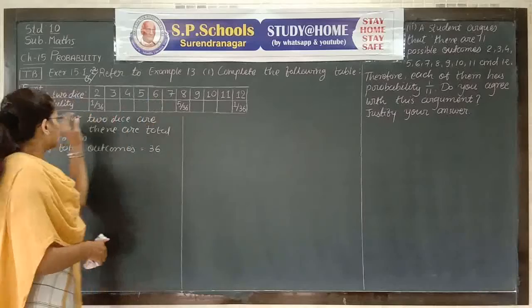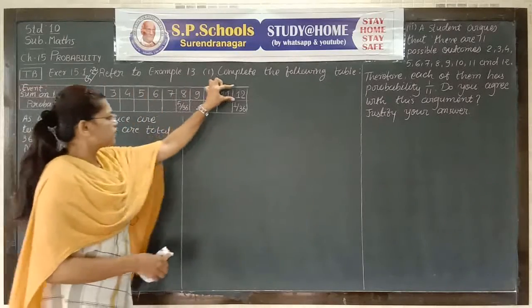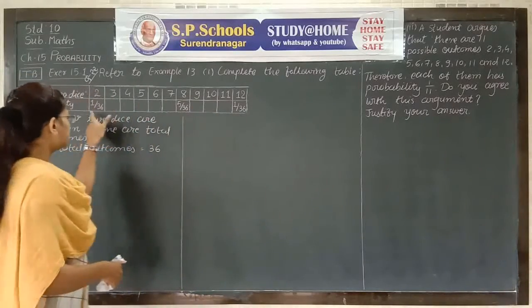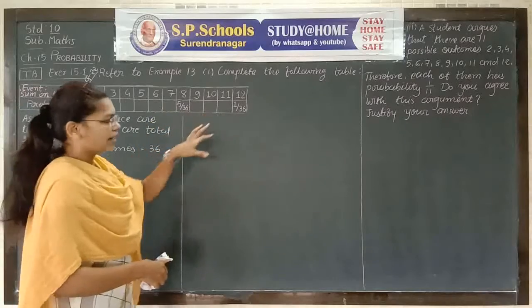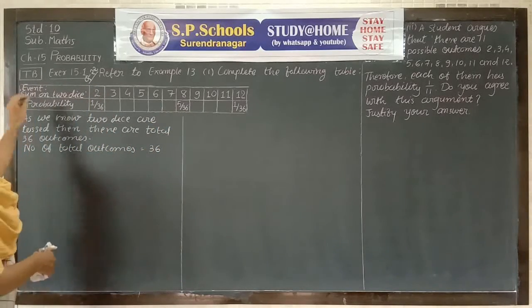One table is given. The first row says event, sum on two dice. The event is given, sum on two dice. And second, the probability is given. Three probabilities are given. The other boxes are blank. We have to fill them by finding the probability of some events.